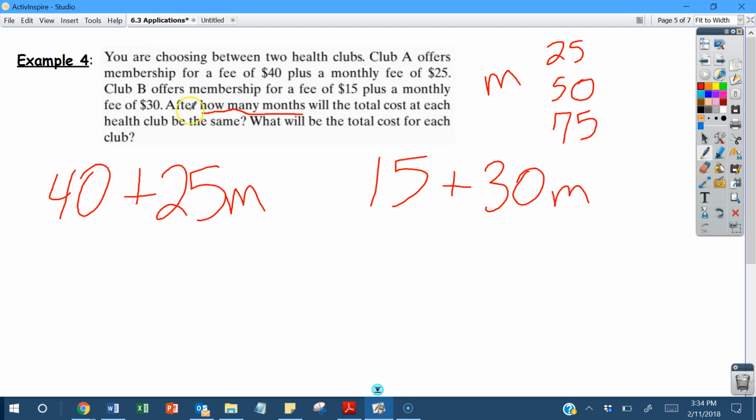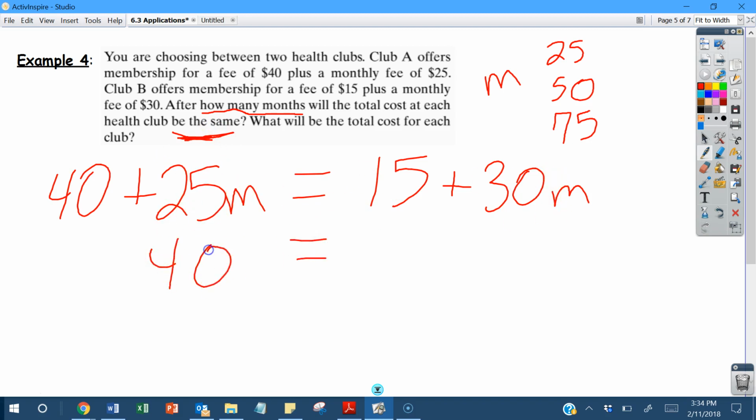Now, this first question says, after how many months will the total cost at each club be the same? In other words, when is this cost going to be the same as this cost? We have a nice algebraic symbol to use to represent the same. It's called the equal sign. When are those two things going to be equal? So now we have an equation. It's in terms of one variable, M, and we can solve for M. We'll do this by moving all the M's over to one side and all the constants over the other. So I'll start by subtracting 25 from both sides.